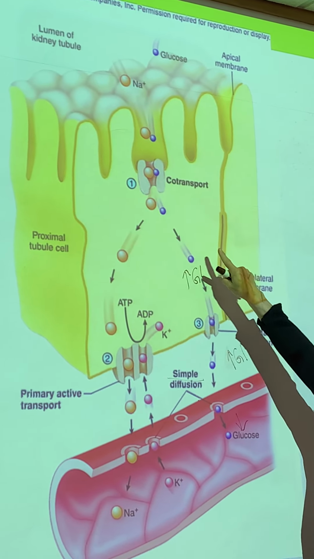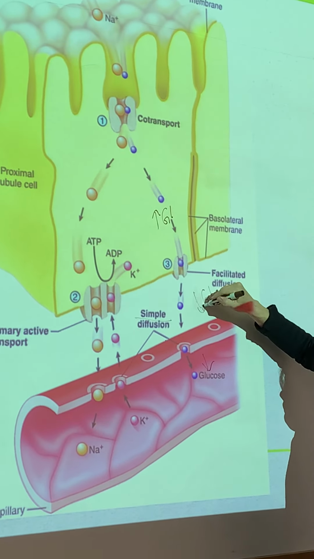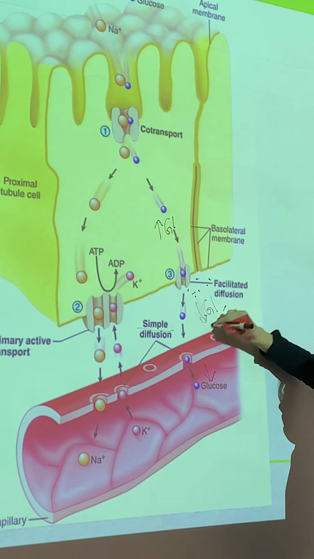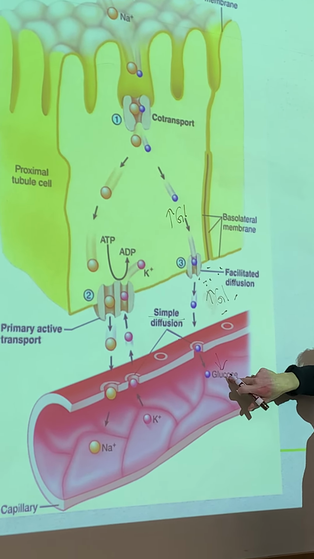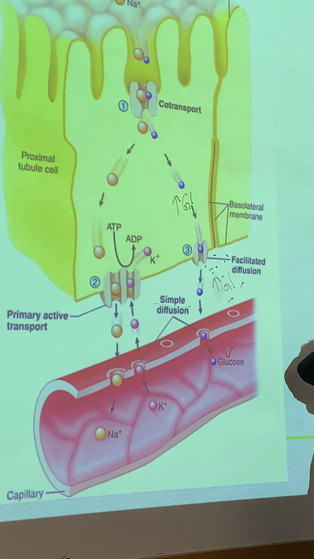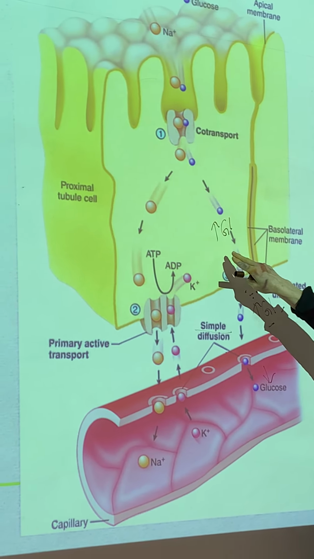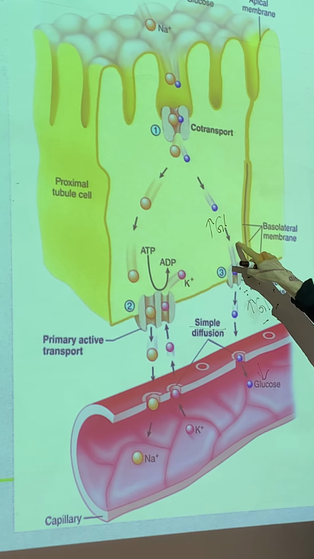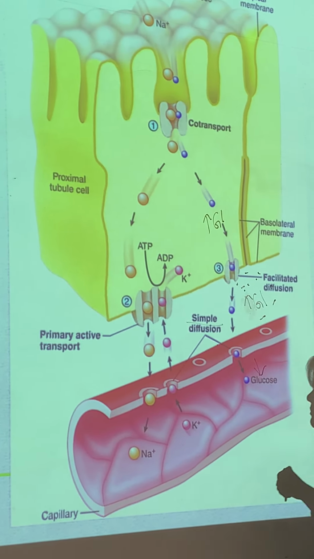Now we're going to build up a bunch of glucose in the cell. High concentration to low. Now we're going to have a whole bunch in here, and we're going to go high concentration to low. It's a lot of diffusion going on. Co-transporter carries the sodium and the glucose into the cell. Facilitated diffusion carries the glucose out, and simple diffusion back into the bloodstream.